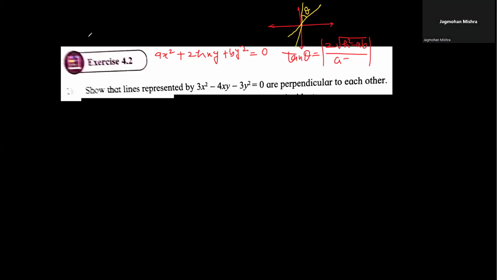So what we have done is, if the lines are given by ax square plus 2hxy plus by square equals to 0, then we know that this equation represents two lines passing through origin, and if the acute angle between those two lines is theta, then we can give tan theta as mod of root of h square minus ab upon a plus b.